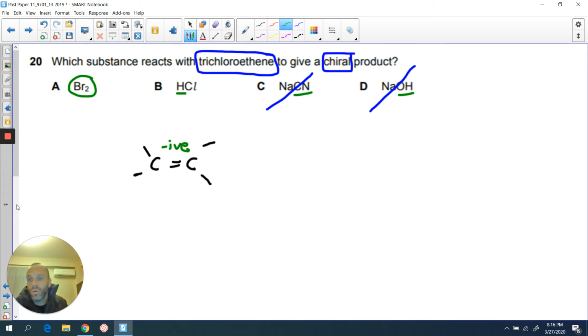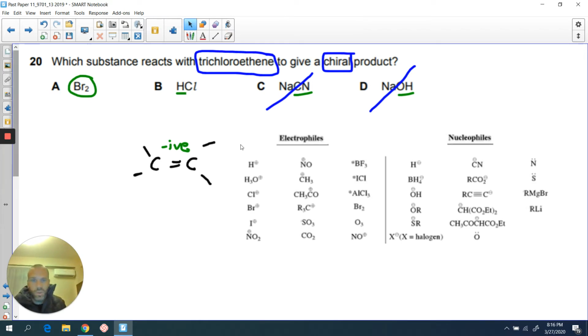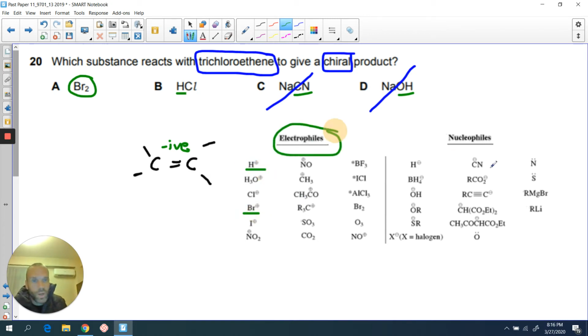It's very important you've just got in your head what are the common electrophiles and what are the common nucleophiles. I've just copied in a list here. This is probably too extensive really, but you can see we've got our bromine and our hydrogen on our electrophile side, and we've got our cyanide ion and our hydroxide ion on our nucleophile side. So very important you have this in your head, the list of the common electrophiles and nucleophiles. Okay, so now we need to choose, is it A or B?